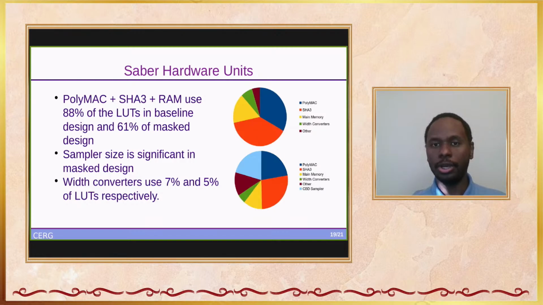Here is a breakdown of the major units that we have in our design. And basically from this diagram, we can see that the polynomial arithmetic, the polynomial multiplier, SHA-3, and the main memory take most of the area. But when we go to the protected design below here, we can see that the sampler, the central binomial sampler, is also very significant in area.